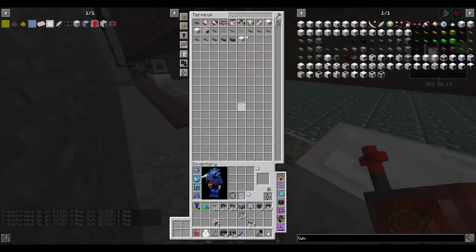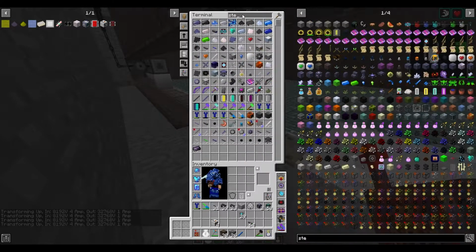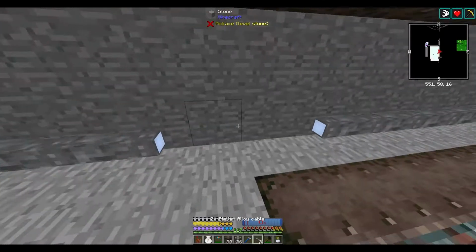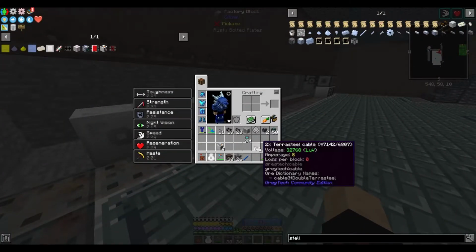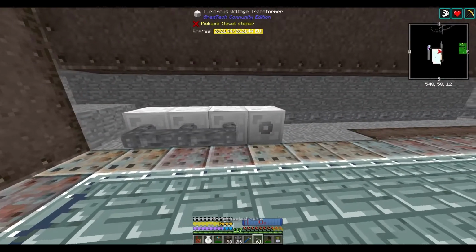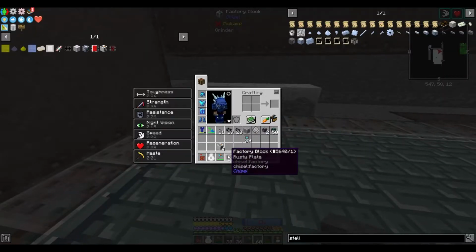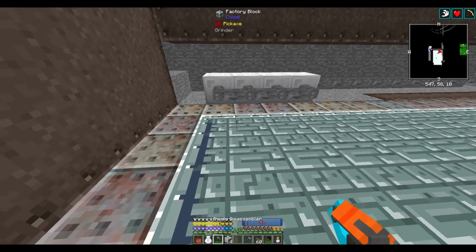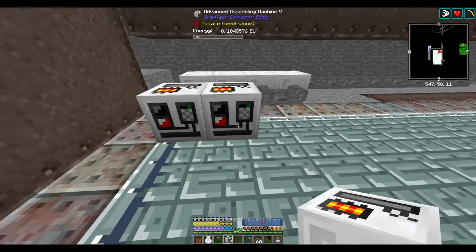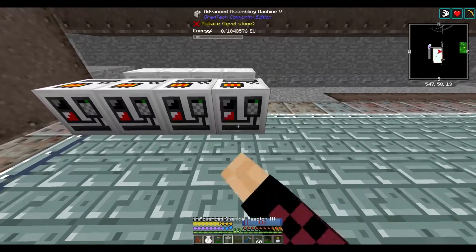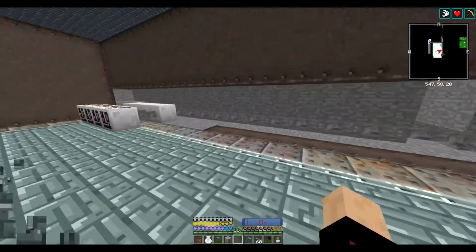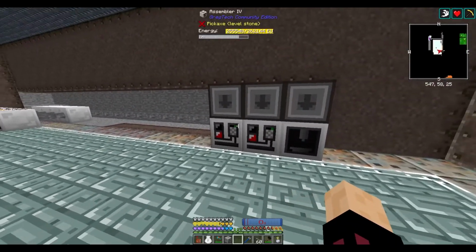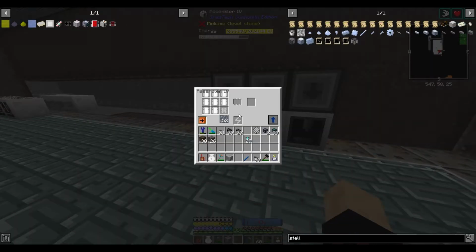Oh, and I'm also gonna need some stellar cable. Boom, bam, bim, boom. These should be getting power. Nice. We're gonna move that power with our TerraSteel cable. And for right now, I'm just gonna place these 4 assembly machines down. Getting power. Nice.